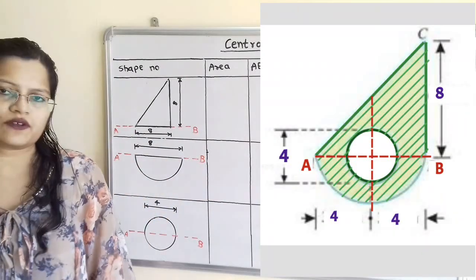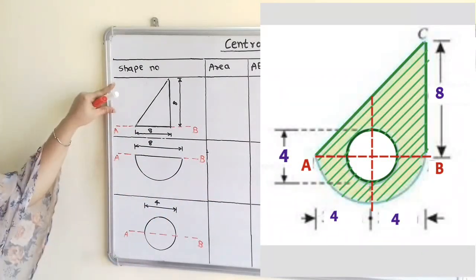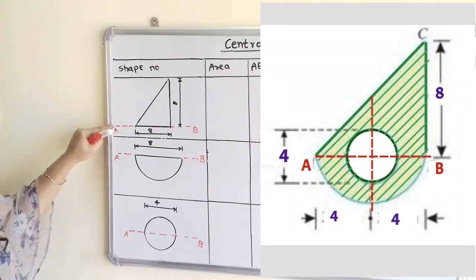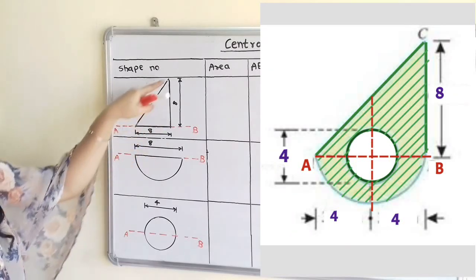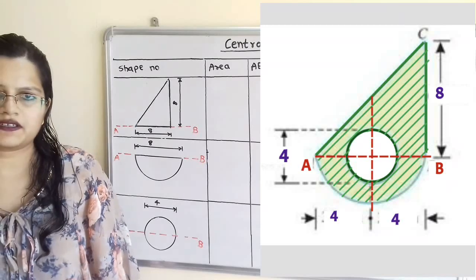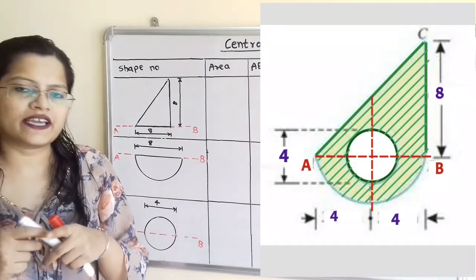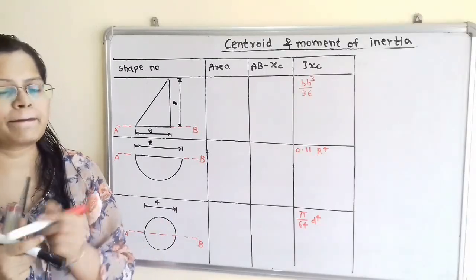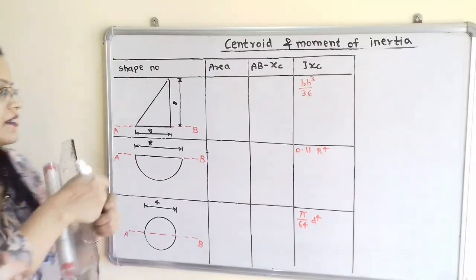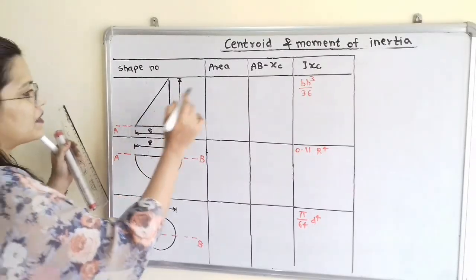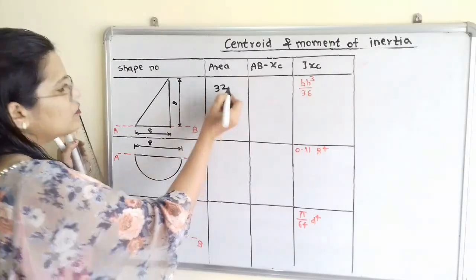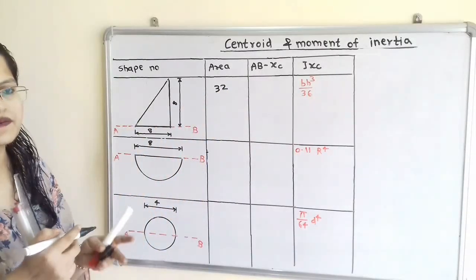First column is for shape number. So we have to show the first shape, triangle, with base 8 cm and height 8 cm. We have to calculate area: half multiplied by base multiplied by height. That is half multiplied by 8 multiplied by 8, that is equal to 32 cm square.